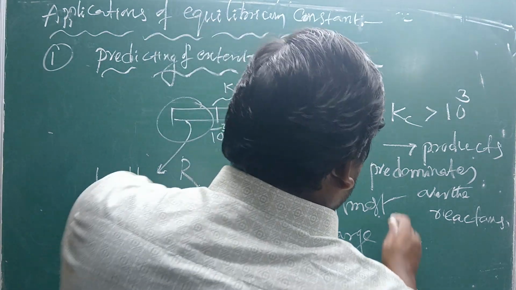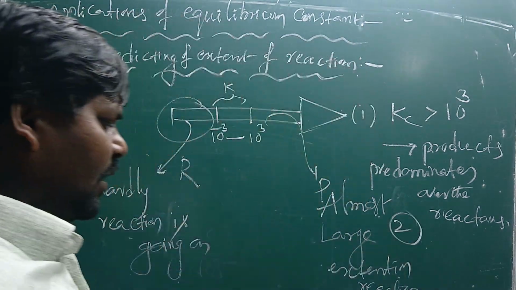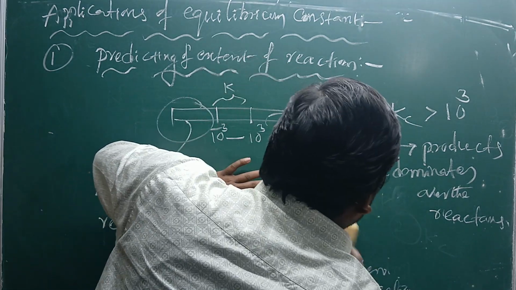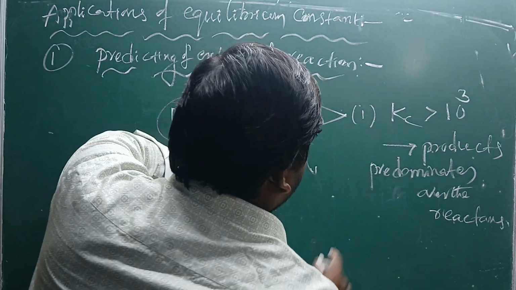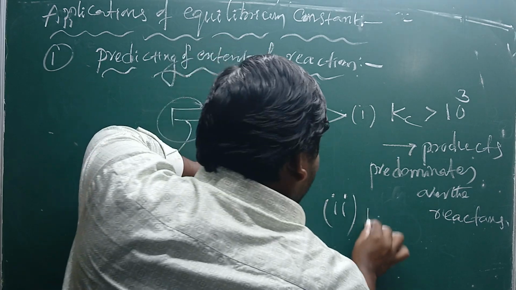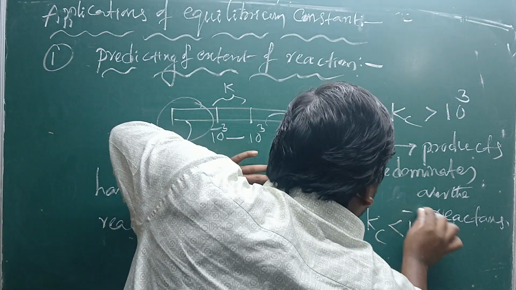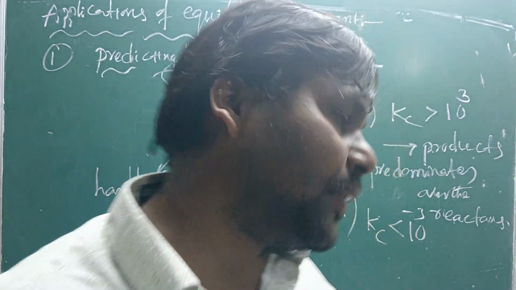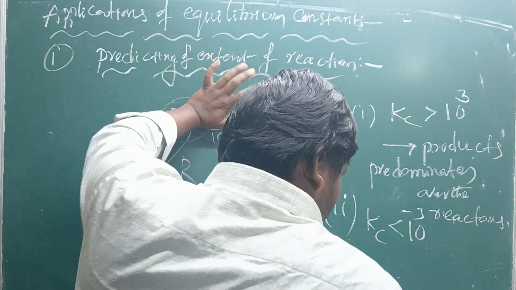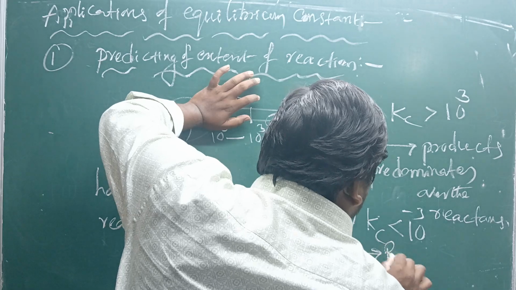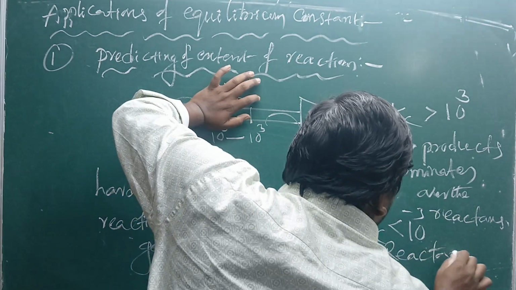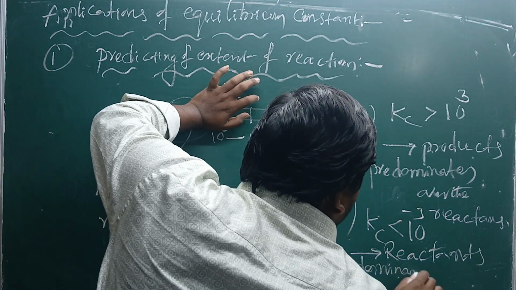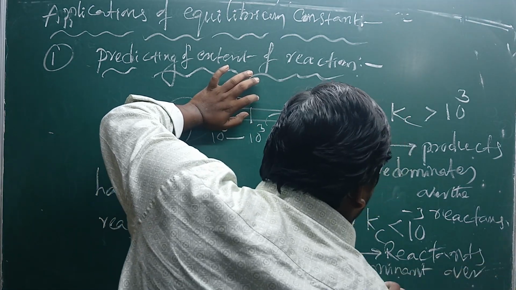If you take the second condition, case number 2, Kc is less than 10 to the power of minus 3. Now what happens, sir? Reactants are predominant over the product.